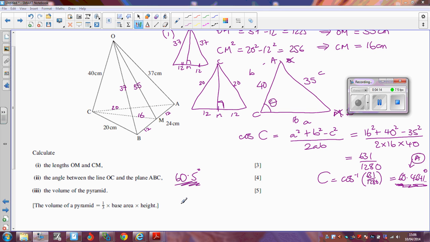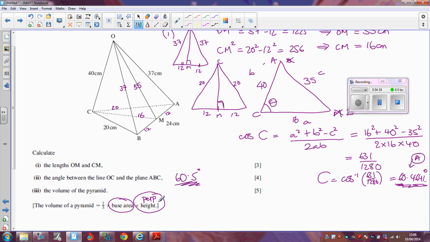Okay, now we're asked to find the volume of the whole pyramid. And they give you the formula here, which is a third times the area of the base times the height. Now, height, we have to be very, very careful. The height for a pyramid always refers to the perpendicular height, so the height which is at right angles to the base. And we haven't got that yet. This is why this is worth quite a few marks.